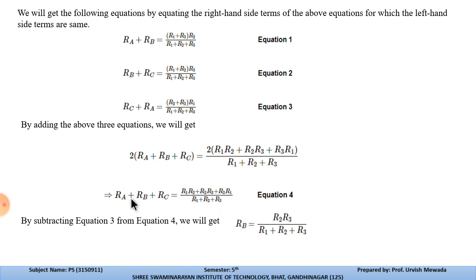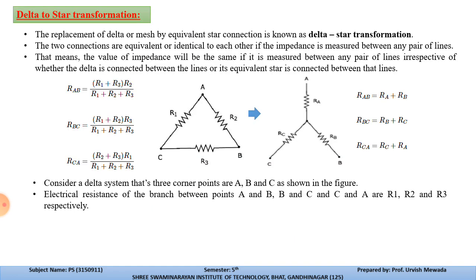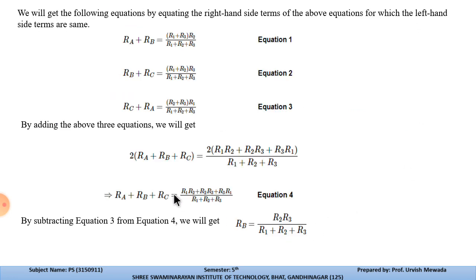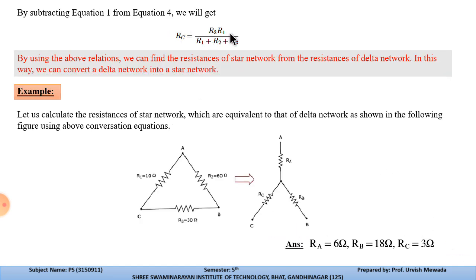So from this we can find RA. In the previous slide you can see that the equation of RA is equal to R1 into R2 divided by R1 plus R2 plus R3. Similarly RB is R2 R3 divided by R1 plus R2 plus R3, and similarly RC is R3 into R1 divided by R1 plus R2 plus R3. So this is how we can calculate the resistances of the star connected branch.